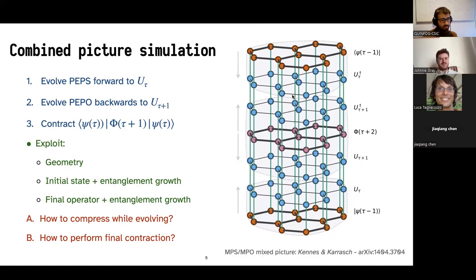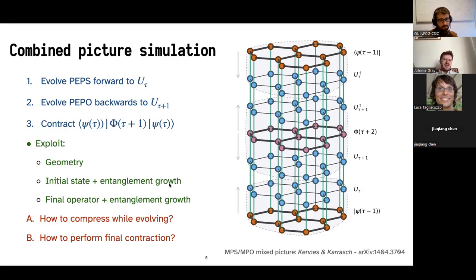and then just grouping the tensors into layers. So the combined picture simulation is to take the PEPS and evolve it to some intermediate time, tau, forwards, take the PEPO and evolve it backwards in time to some tau plus 1, so these are adjacent. And then we have some very, very large overlap between a high bond PEPS, this PEPO, and the conjugate of the PEPS. And the motivation to do this would be that, unlike using an MPS or something, we get to exploit the geometry of the circuit by embedding it in the PEPO and the PEPS.